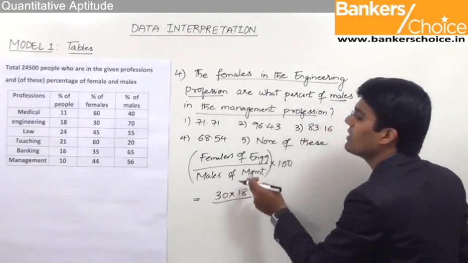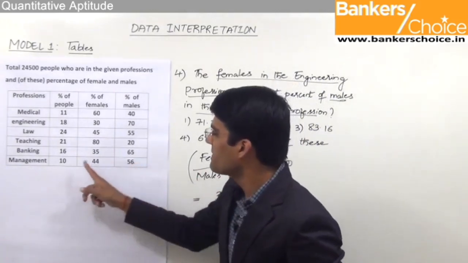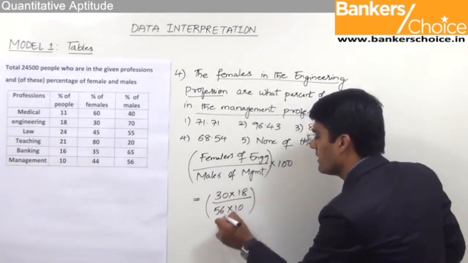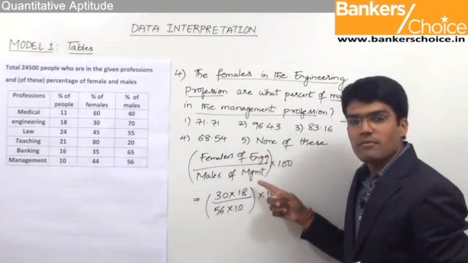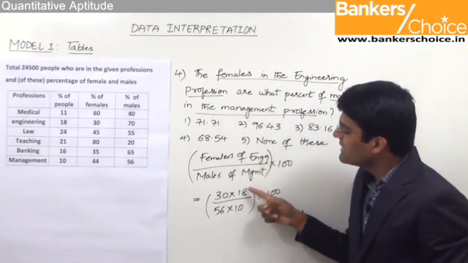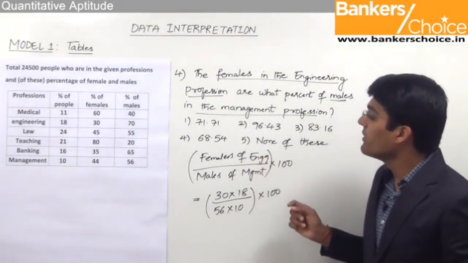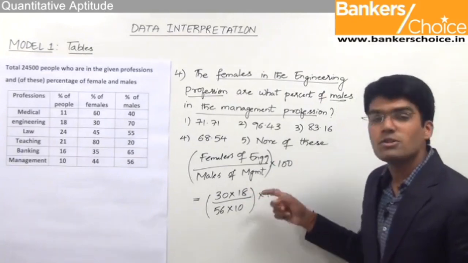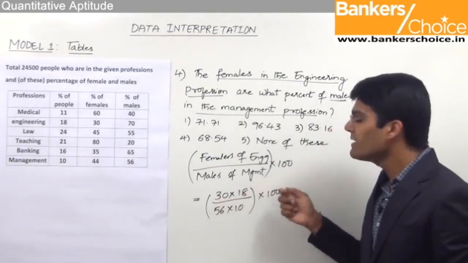So this is 30 into 18, females of engineering, and males of management. Males of management is 56 into 10, 56 into 10 into 100. Remember friends, had the 2 professions been same, for example, females of engineering by males of engineering, we would not have taken these percentages as well. Why? Because even those get cancelled. But since the professions are different, we not only have to take percentages of males and females, but also the percentages of each of those professions. So the actual answer here will be 30 into 18 by 56 into 10 into 100.